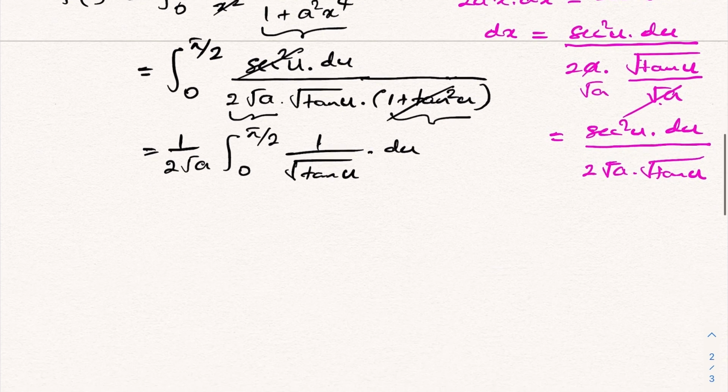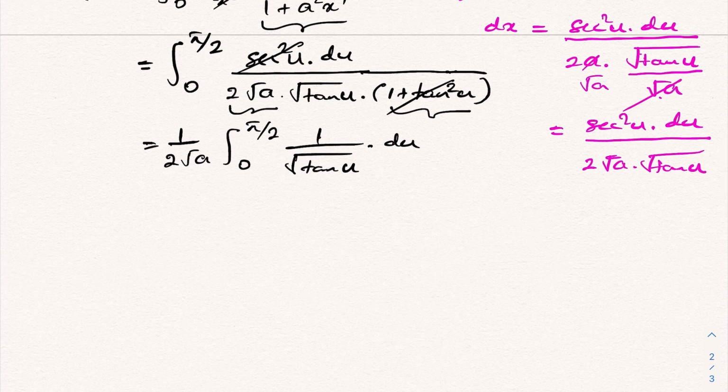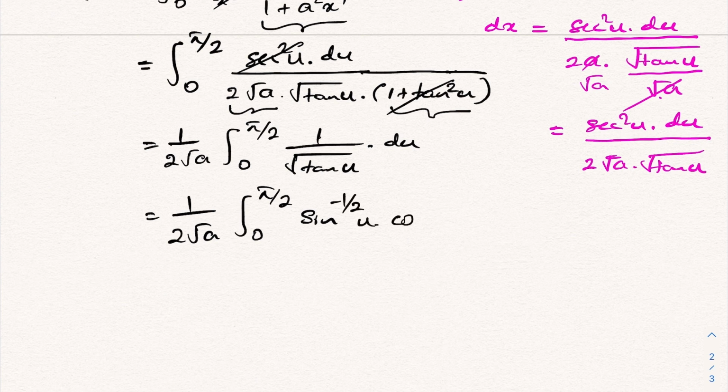Well, then we can convert tan function to sine and cosine. Therefore we have 1 over 2 times the square root of a, integral from 0 to pi over 2 of sine raised to the minus 1 half of u times cosine raised to the 1 half of u du.